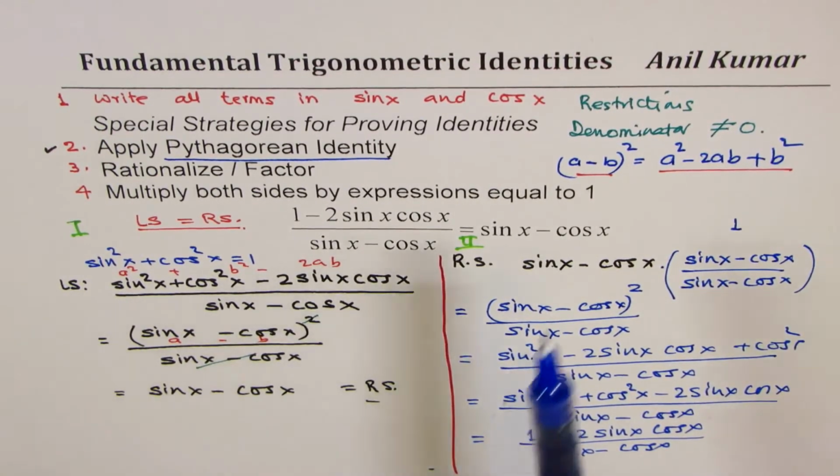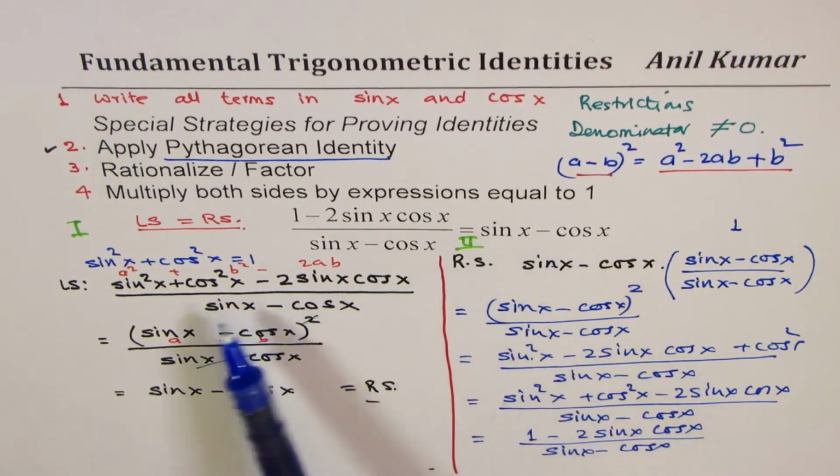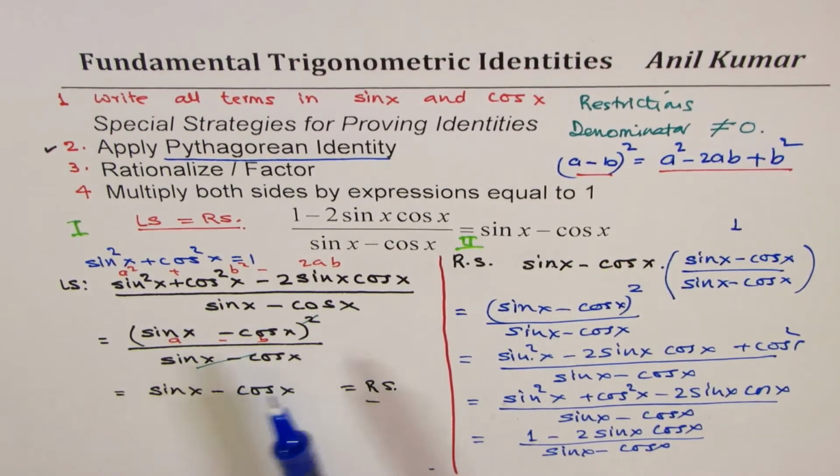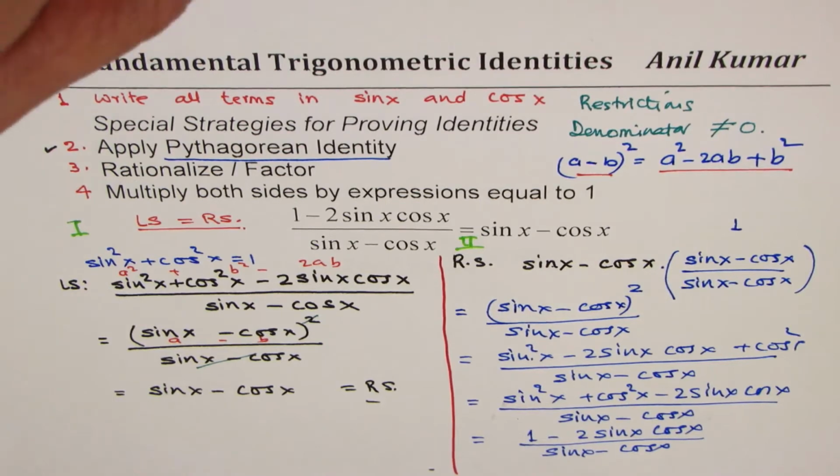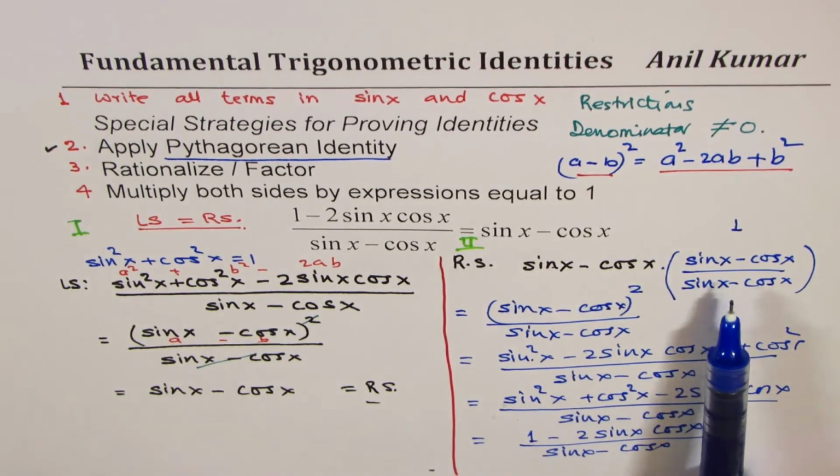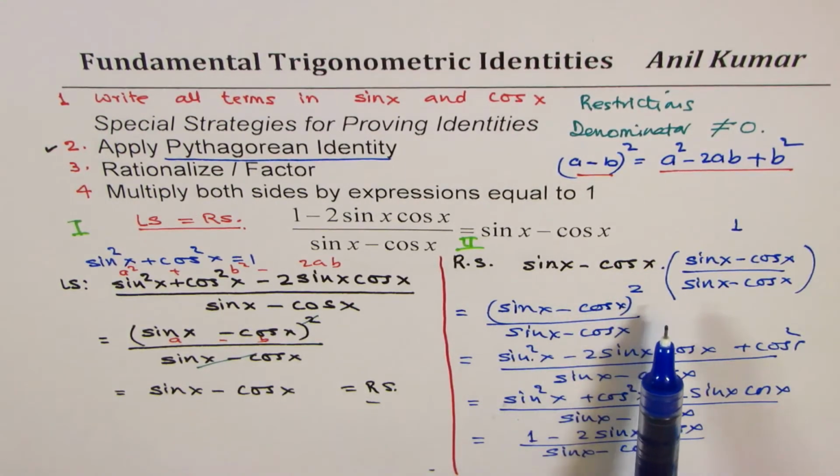So you could also start from the right side and then get to the left. But normally we recommend starting with the left side, which is more complicated. So always start with the complicated side and simplify. In this case, we added the complication and got the result, which is a difficult approach.